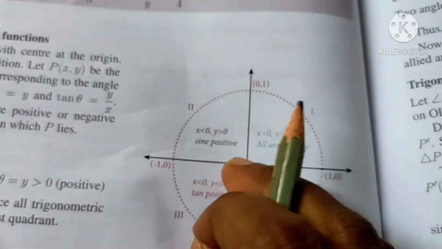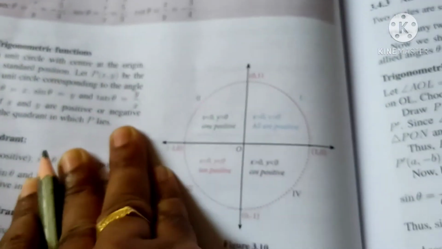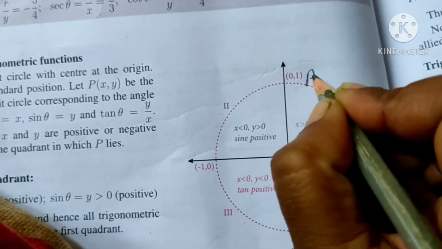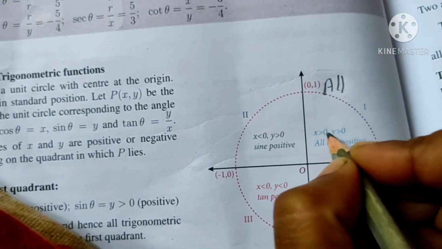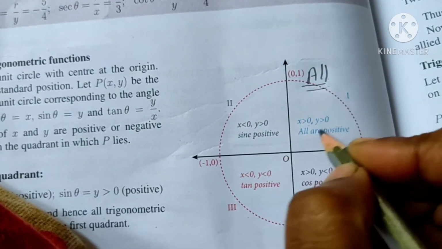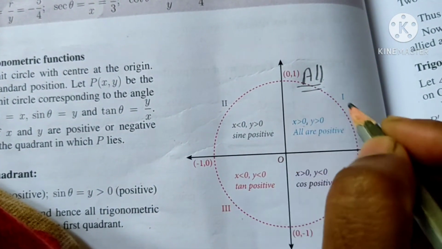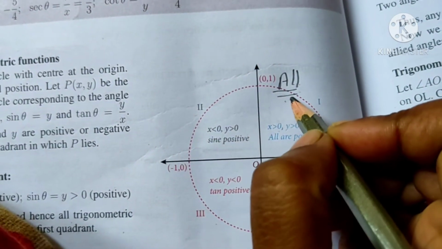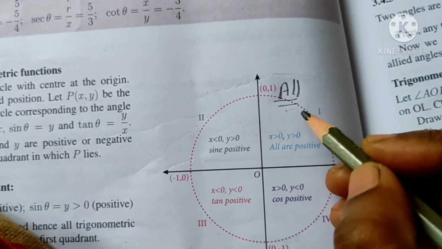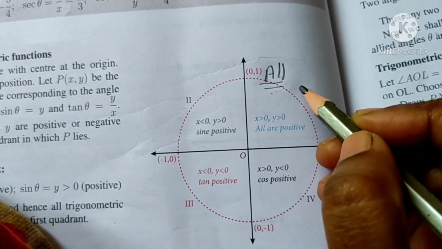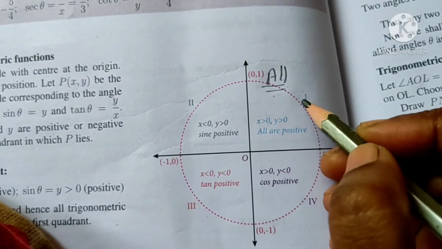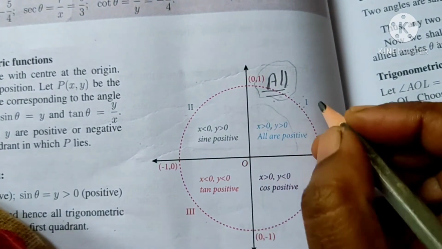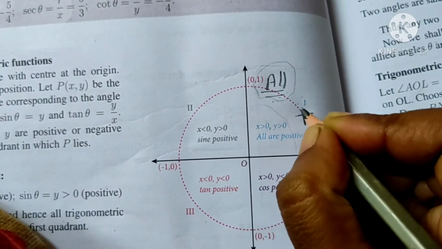Listen. We use this unit circle. Consider the first quadrant is all. All means all the trigonometric ratios in the first quadrant are positive. Don't forget, all the trigonometric ratios: sin theta, cos theta, tan theta, cosecant theta, secant theta, cot theta. So all the trigonometric ratios are positive in the first quadrant.